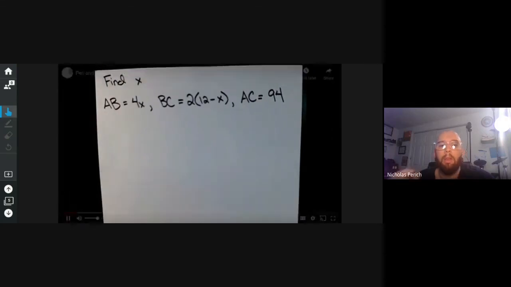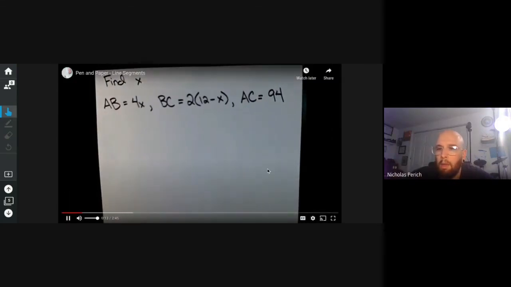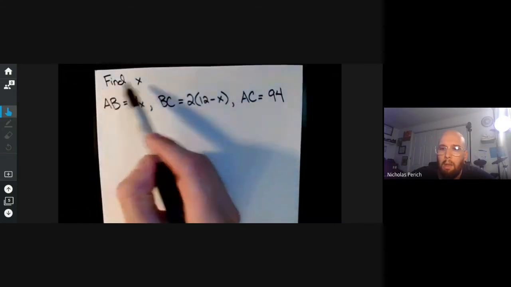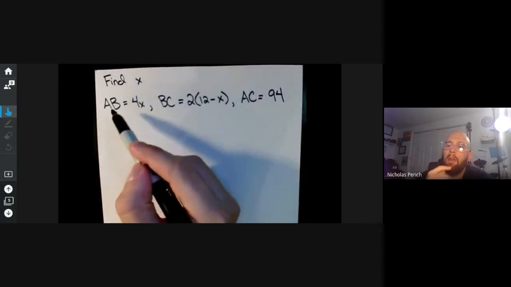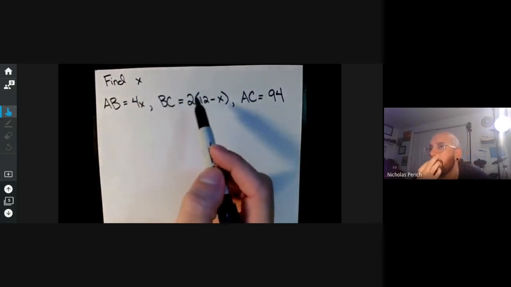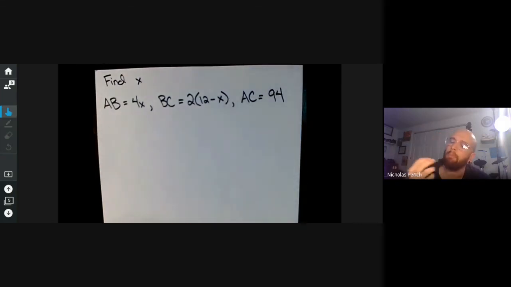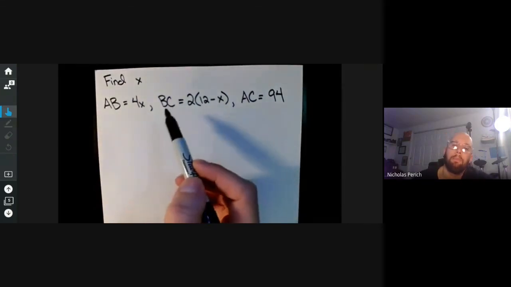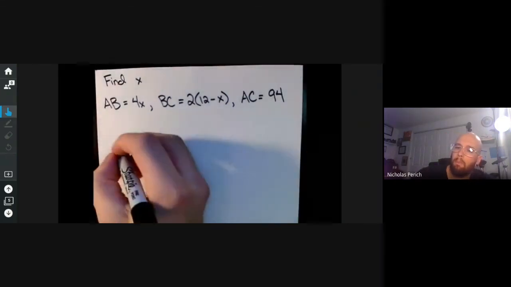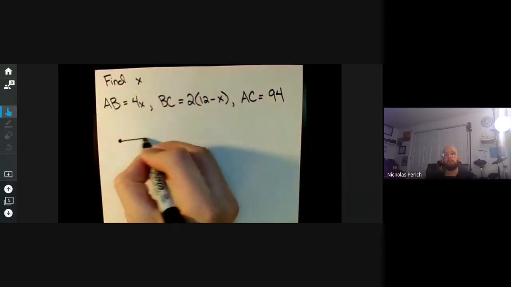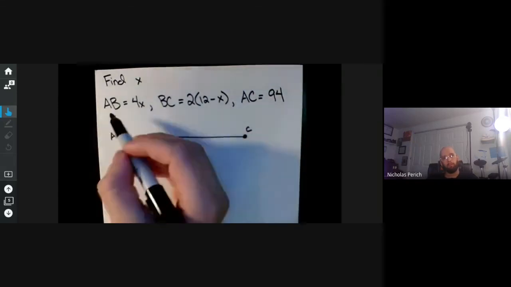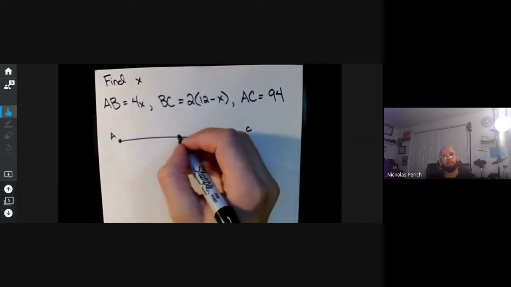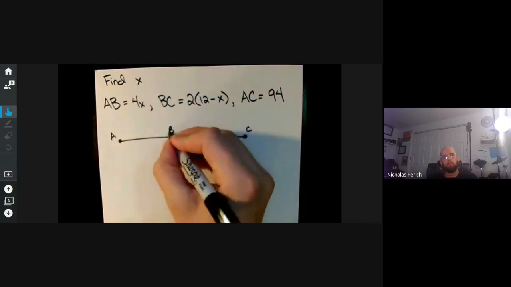Let's talk about lines and such. The directions here are asking us to find X, and then it gives us these letters. AB equals stuff, BC equals stuff, AC equals stuff. What this is implying is that we have a line segment. The 3 letters that I have are A, B, and C, and then AC is 94. So we can assume that there is a line called AC, so we'll put A there, and we'll put C there. And somewhere in between, there's a B. I don't know how long they are, so I'm just going to put a random B there.